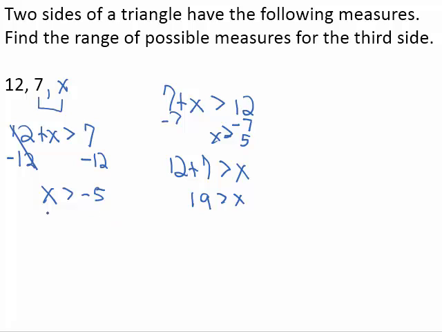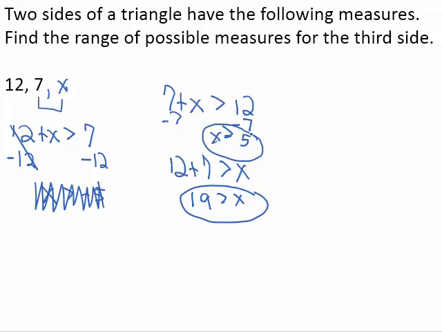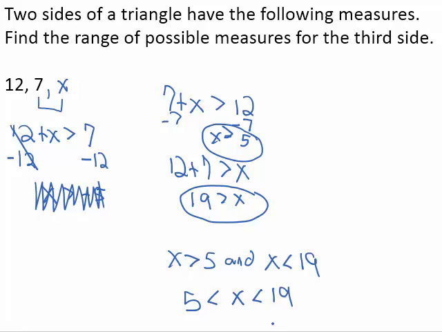Well, since we're talking about side lengths of a triangle, you cannot have a negative value, so we're going to cross off the negative value. It's not a possible solution or possible range of measures. So that leaves us a couple possibilities. x is bigger than 5 and x is less than 19. We can combine that as one compound inequality, putting x in between 5 and 19. So x is going to be between 5 and 19.